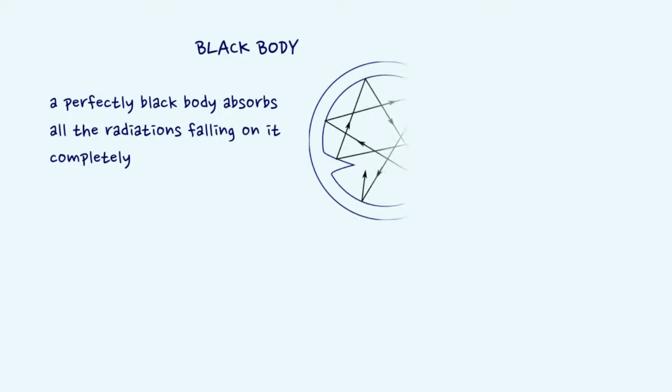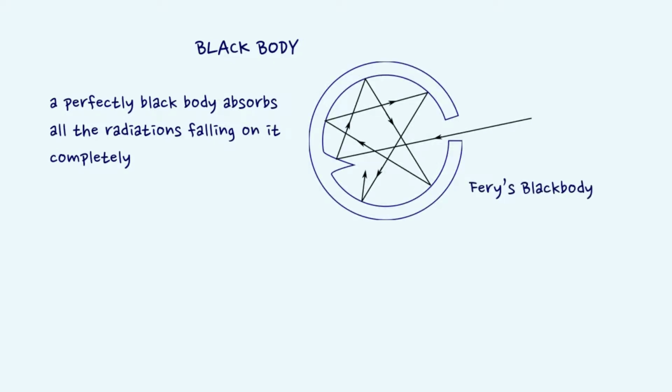A perfectly black body is the one which absorbs completely all the radiation falling on it. Here we have demonstrated the design and functionality of Ferry's black body. Any radiation entering the hole is reflected many times at the inner walls of the sphere. After a few reflections, almost entire radiation is absorbed. Point to be noted, in this design, not the entire object can be considered as black body. It is just the hole which acts as black body.